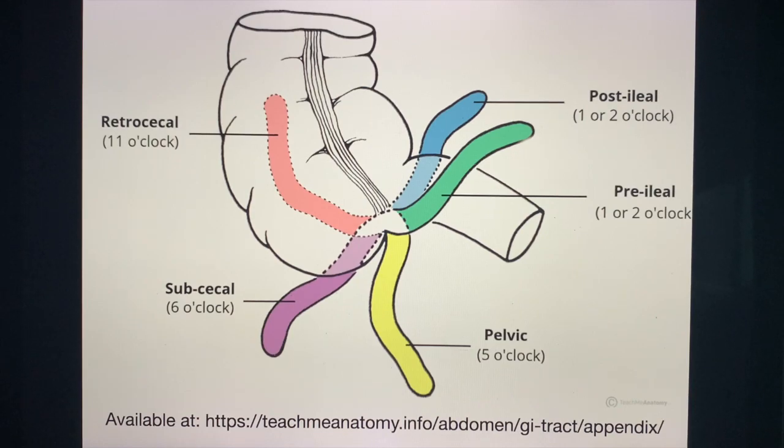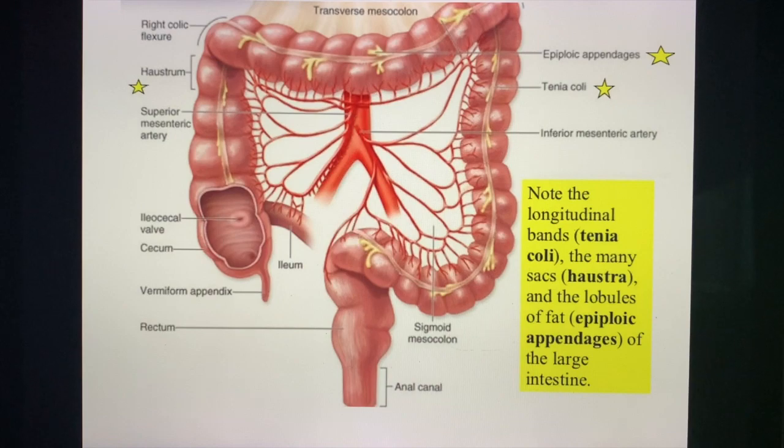Now here, this is from teachmeanatomy.com. So just to enumerate the variety of the location of the tip of the appendix, it can be retrocecal, subcecal or below, pelvic, pre-ileal, or post-ileal. Most common is still retrocecal. Now, just some structures I want you to be familiar with, and please don't forget to watch our other YouTube videos on the gastrointestinal tract. So here, this is the cecum.